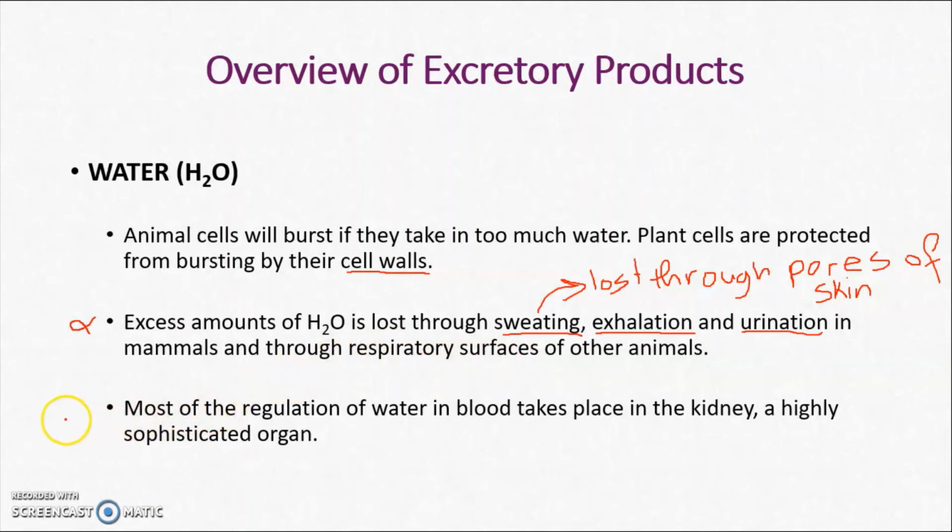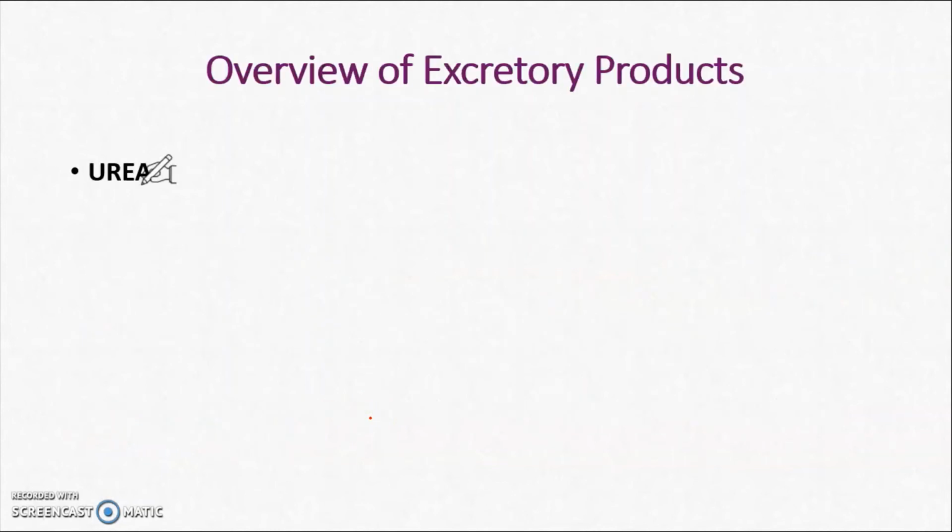Now most of the regulation of water in blood takes place in the kidney. We will come to how the kidney regulates water in a subsequent lesson. The kidney is a very sophisticated, complex organ. Okay, let's look at urea.